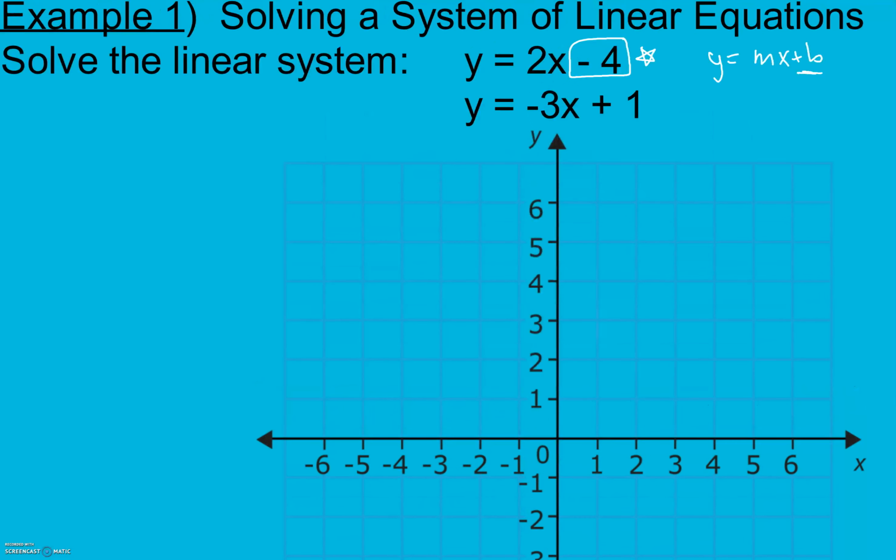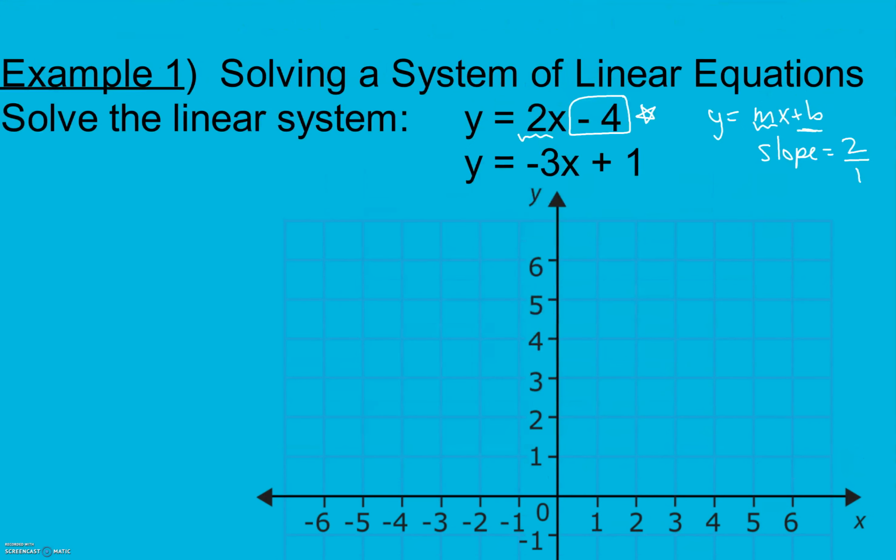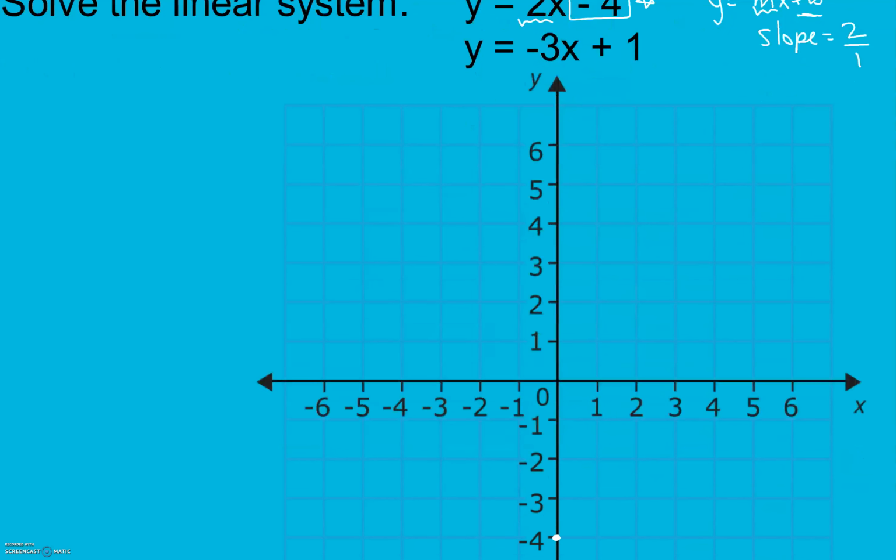My slope is the number in front of my x, my m value. And here it's a 2. And I write whole numbers and integers as fractions by writing them over 1. So I'm going to start from my y-intercept. Remember, our intercept's always on our y-axis. And I'm going to go up 2 for my rise over 1. Up 2 for my rise over 1.